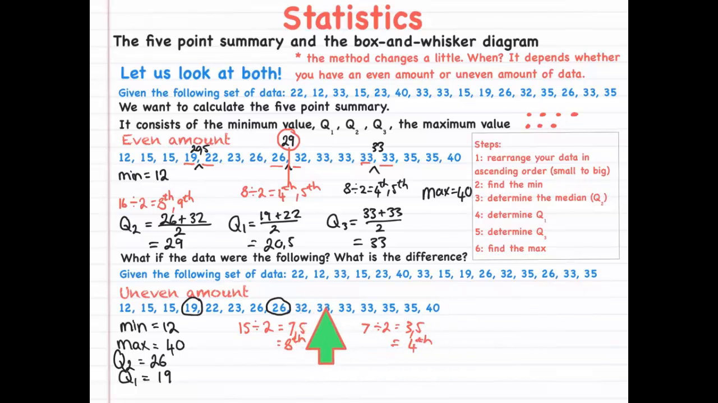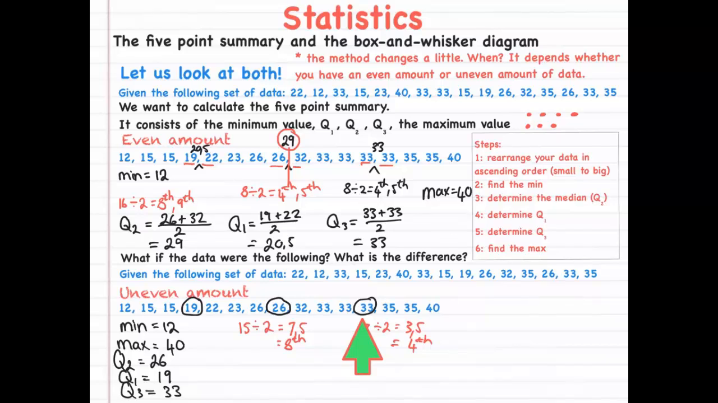Now we find the middle one here at the back. So again, 1, 2, 3, 4, 5, 6, 7. 7 divided by 2 is 3.5. We're looking at the 4th one from the middle. So it will be 1, 2, 3, 4. And we can circle that one in our black pen. That will be our Q3. So Q3 is equal to 33.